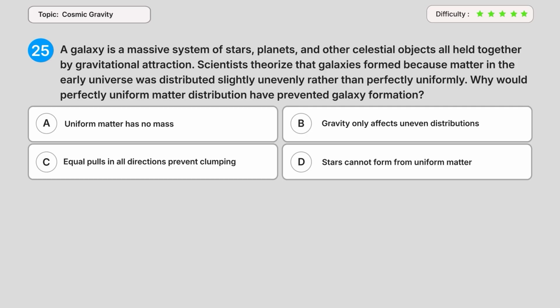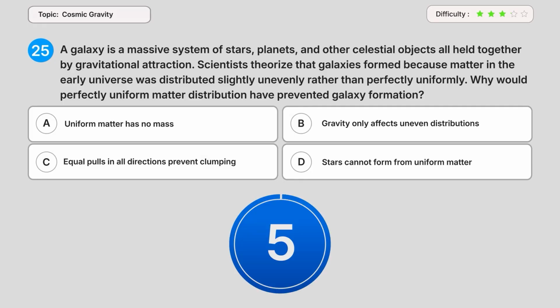A. Uniform matter has no mass. B. Gravity only affects uneven distributions. C. Equal pulls in all directions prevent clumping. D. Stars cannot form from uniform matter. Can you guess the answer?